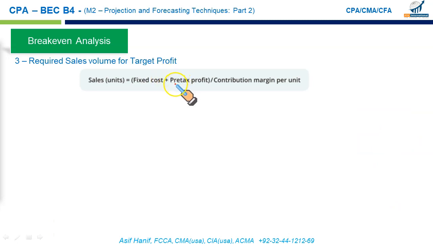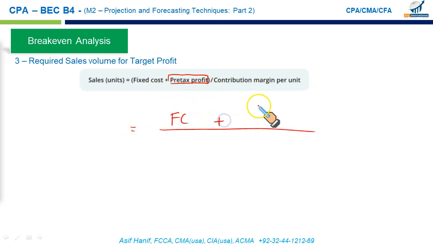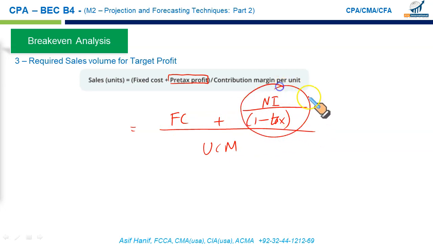Let's say if you want to earn a certain after-tax profit, this formula will be revised a little. You will have fixed cost plus the net income, also called the after-tax profit, divided by 1 minus tax rate, divided by the unit contribution margin, right? So fixed cost plus net income upon 1 minus tax. This element is basically your pre-tax profit. Net income upon 1 minus tax is pre-tax profit.